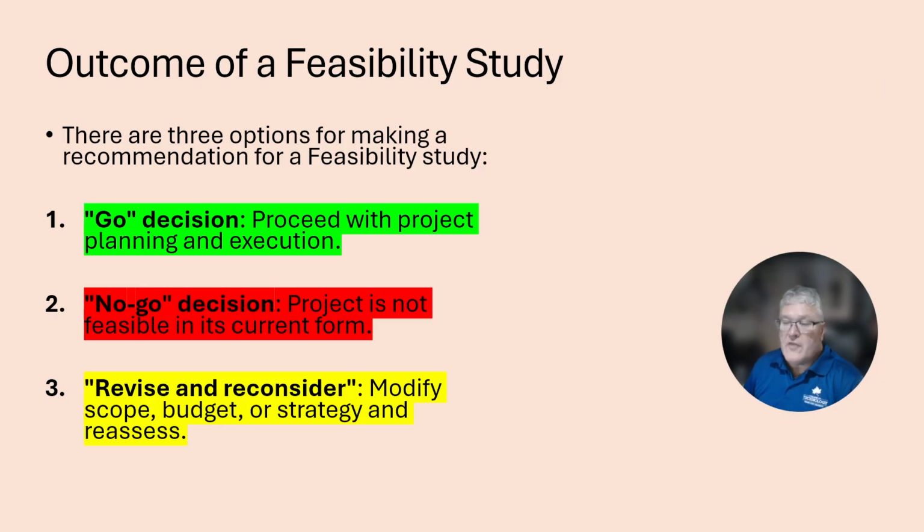So, what are the outcomes of a feasibility study? In other words, once you do a feasibility study, you have to make a recommendation. And there are 3 ways to make a recommendation. Pretty solid. You either provide a go decision. You proceed with the project planning and execution. That means it's going to the project charter phase. You're going to present this to stakeholders. Typically, it's executive management stakeholders, and then they'll sign off on it.